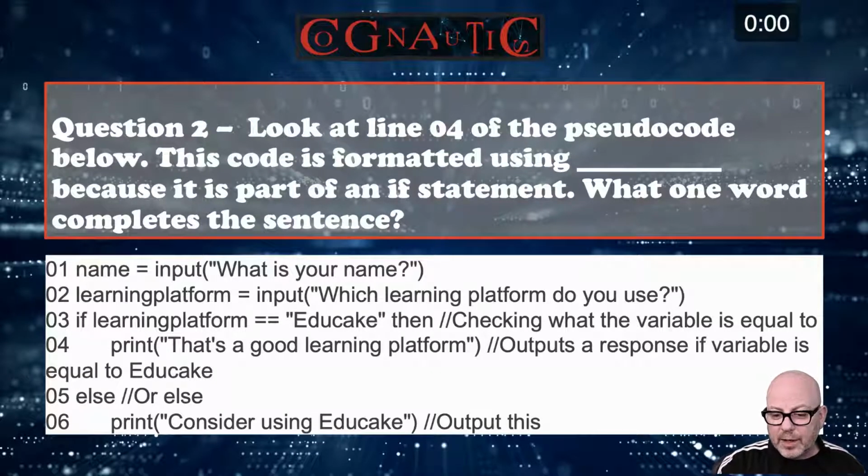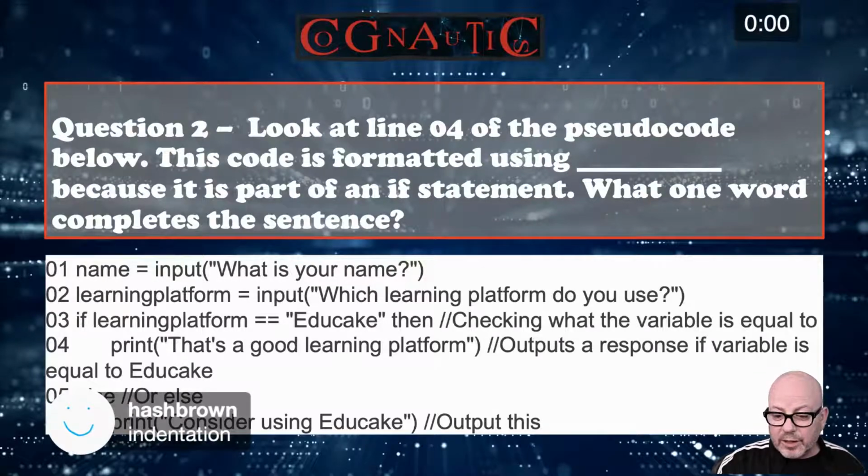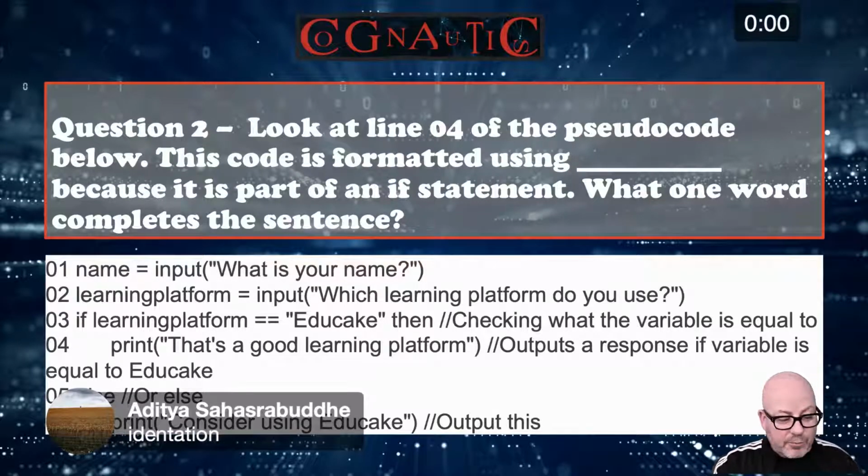Oh, Hash Brown is literally on fire, and so is Aditya. Hash Brown, you were the worthy winner of that one. And Emad's come in. Hi Emad, how you doing?